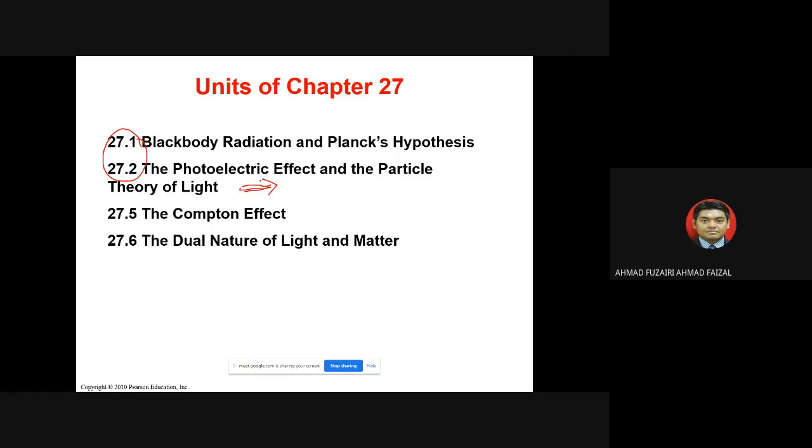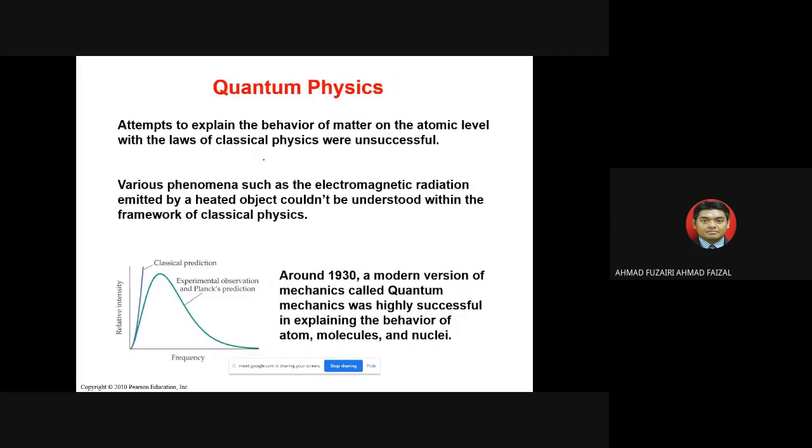So you must consider these things, which should be your priority. But for your understanding, you also need to study the black body radiation. First of all, you need to differentiate between classical and quantum physics.